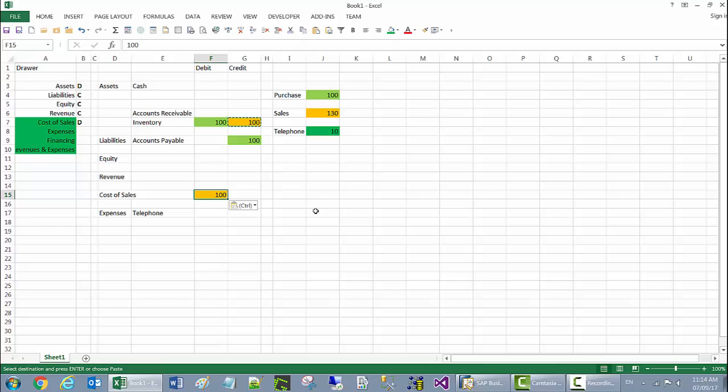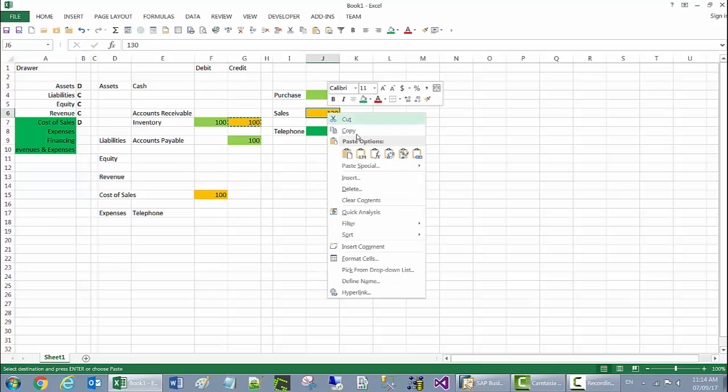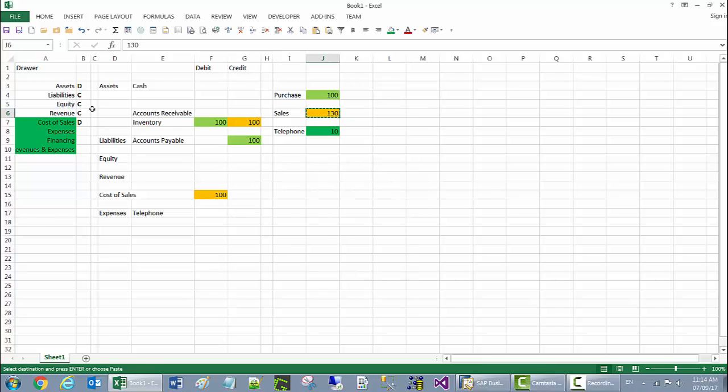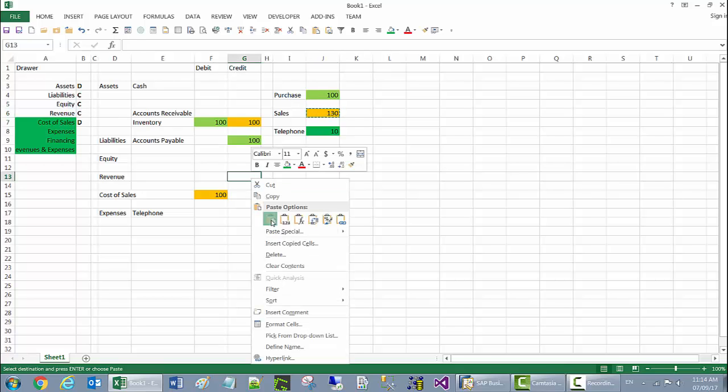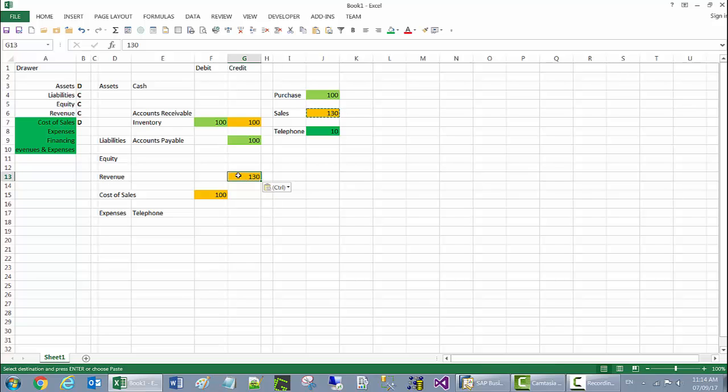And at the same time, when you sell it, the revenue went up. So the sales amount of $130 went up. Revenue is where? It's C. So it went up $130, so that's C for credit. And when you sell it, the accounts receivable goes up. Accounts receivable is an asset, so it goes to D, D for debit.